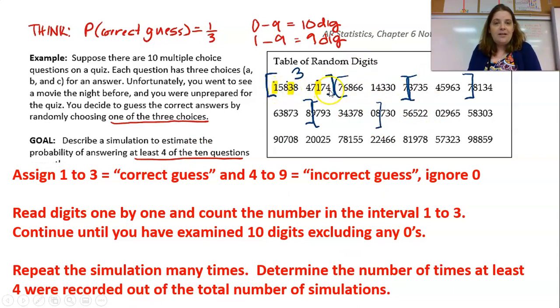All right, so I look at my first set of 10 numbers here. 1, 2, 3, 4, 5, 6, 7, 8, 9, 10. There's no zeros in that one. And so I would record how many are 1 to 3s, and I have 3 1 to 3s. So on this 10-question test simulation, we got a 3 out of 10 correct. So it didn't get quite my 4 out of 10.